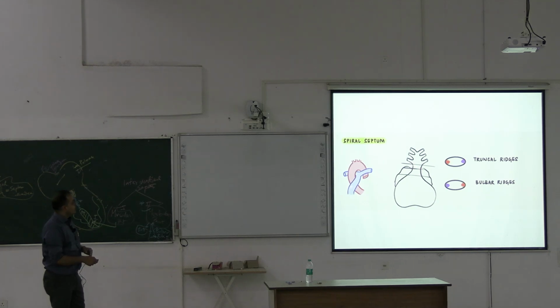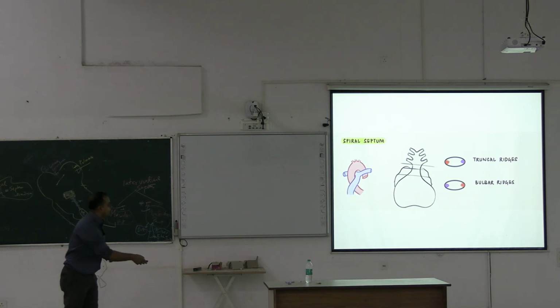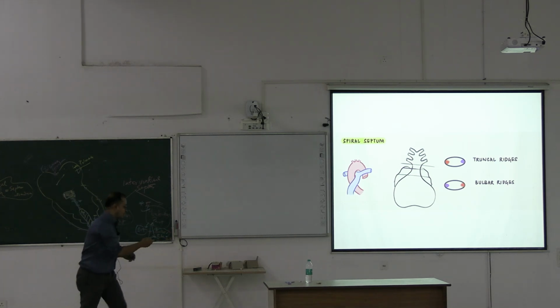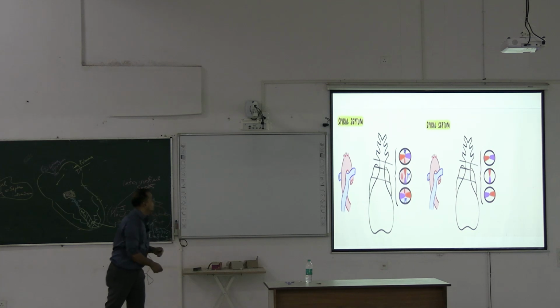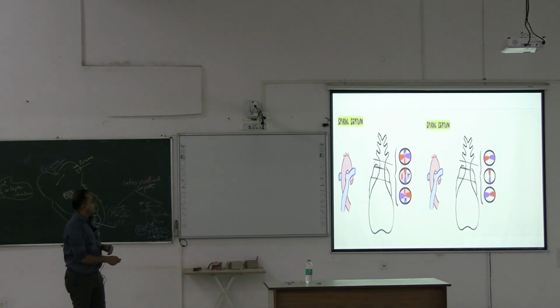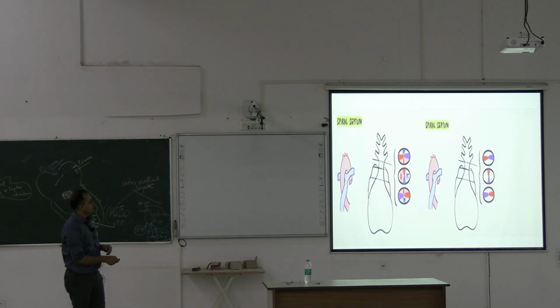Now, we see that in between this region there appears some kind of ridge. We call the lower one the bulbar ridge, and this upper part on the truncus part we call the truncus ridge. Now, this bulbar ridge and this truncus ridge, right side and left side, fuse and create a septa. We call this septa the spiral septa. So, as time progresses, these ridges join in the midline, right side, left side, and they join over here.